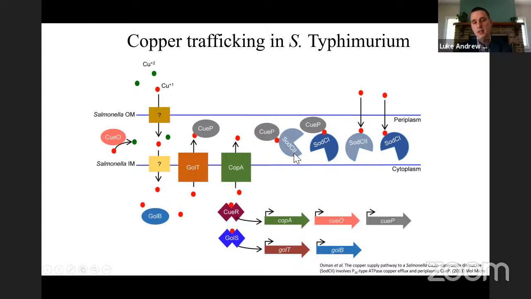So we wanted to investigate this a little bit further. Since they didn't look at SOD-C1, we wanted to ask if this copper detoxification and trafficking pathway could also contribute to activation of SOD-C1. And then we wanted to take this one step further. In our lab, we really like to do virulence assays in our mouse infection model, and we wanted to ask if these mutants had any specific effect on virulence in our strain of Salmonella.